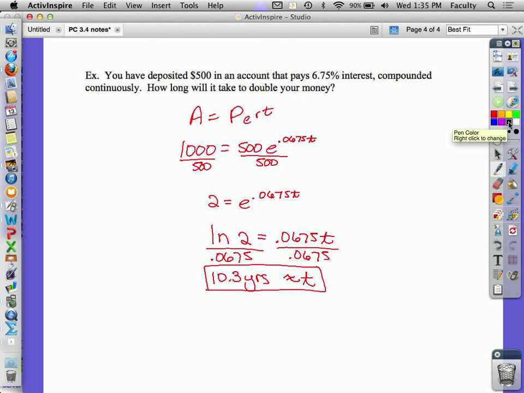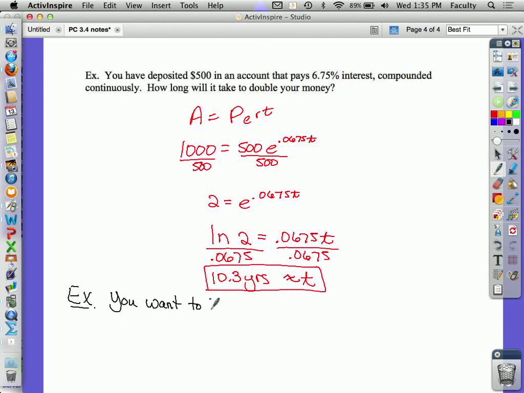Now, I want to do one extra problem with you. Hopefully you have enough space. When you're doing things like this and it's compounded continuously and you double or triple your money, you can actually figure out how long it will double or triple without knowing the starting amount that you put in. Watch this, okay? It's really, really neat.